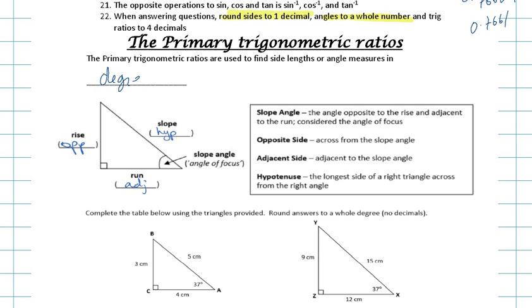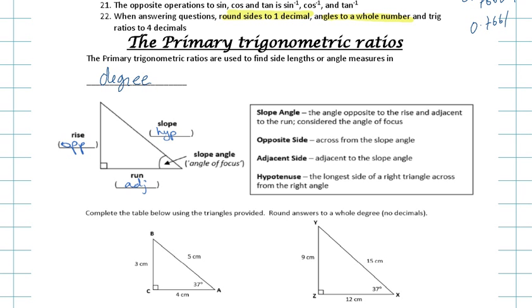Does anyone of you know what the primary trig ratios are? Other than when I say sine, cosine, and tan, what do I mean by that? SOHCAHTOA, that's right. The primary trig ratios can only be used in right angle triangles. That's it. You can't use them in other triangles. So, the first thing you have to do is label your triangle properly. You have to label your hypotenuse, your opposite, and your adjacent properly, depending on your angle of focus. Are we okay with this?